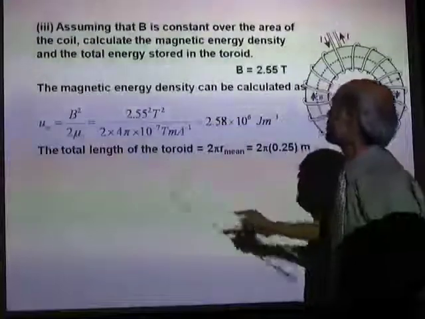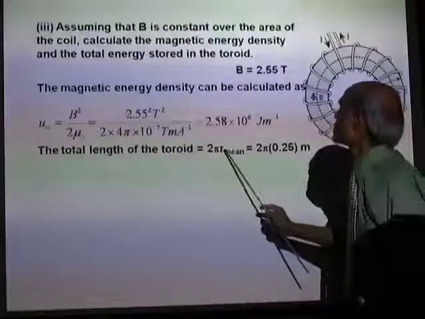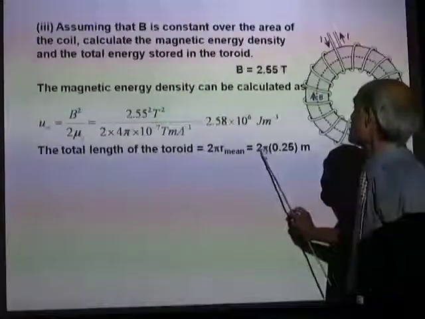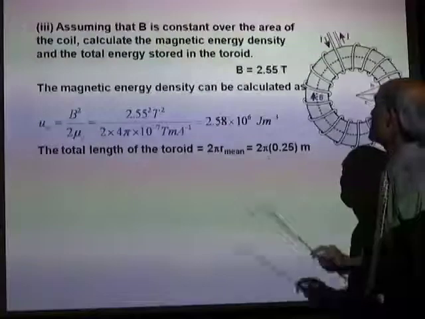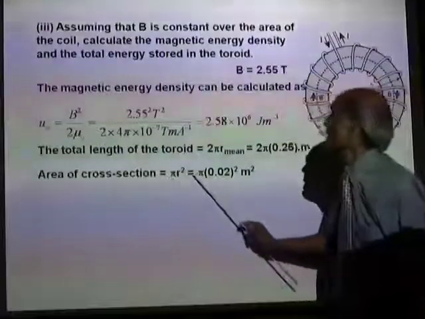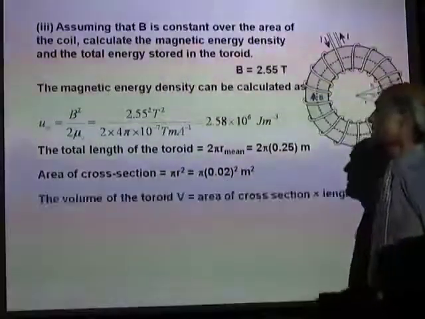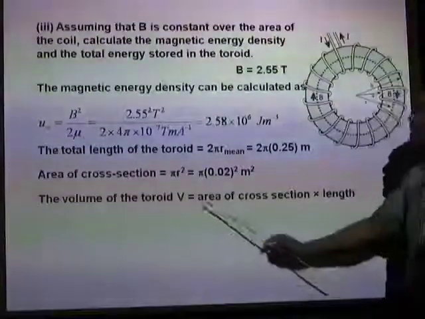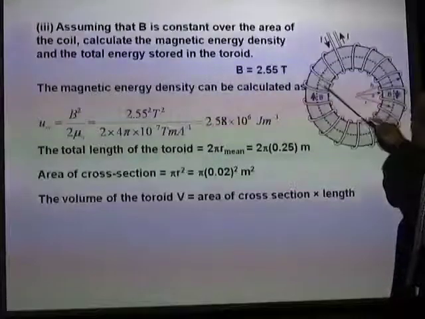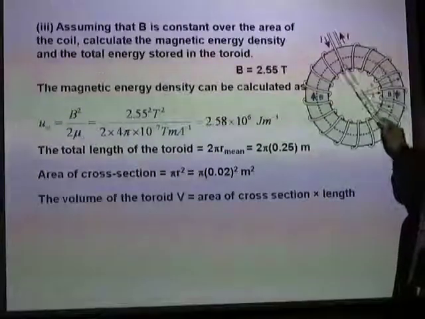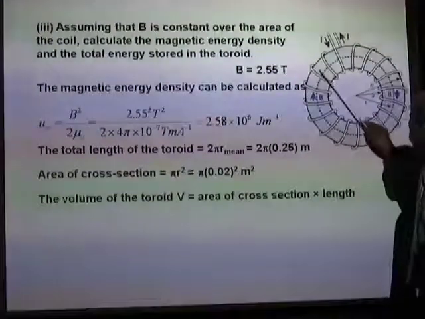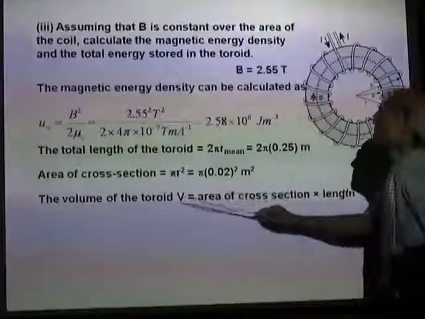And the total length of the toroid is 2 pi times the mean radius. That is 2 pi times, that's the mean radius, 2.25 meter. And the area of cross-section is pi r squared. Therefore, the volume of the toroid is area of cross-section multiplied by the length, isn't it? If you multiply that area of cross-section by that length, we get the volume V.